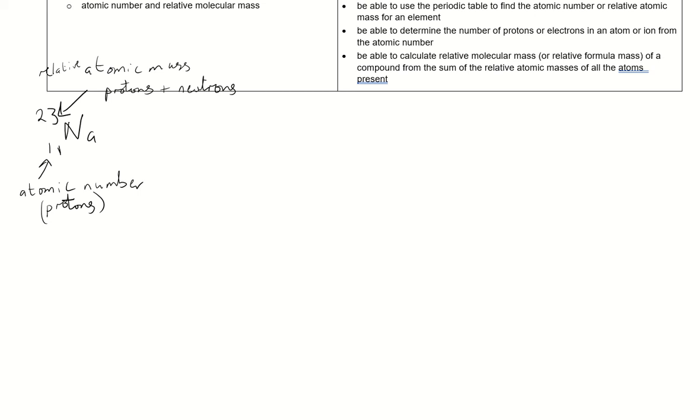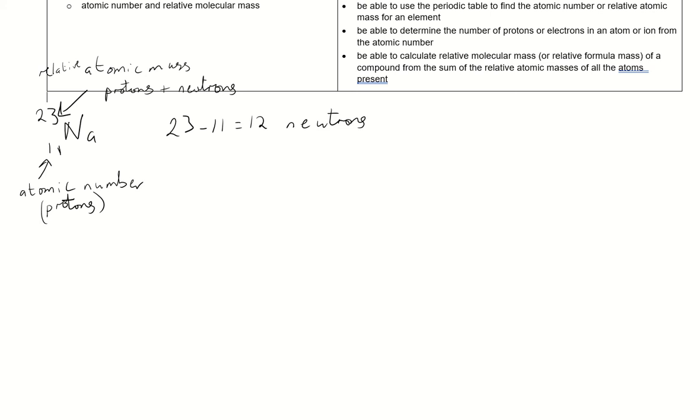Be able to determine the number of protons, electrons, I would have thought that should have said neutrons as well, in an atom or ion. So protons, just your atomic number. Just for the sake of completeness, if I want to work out neutrons, all I would do is top number subtract bottom number. So 23 minus 11 equals 12 neutrons.